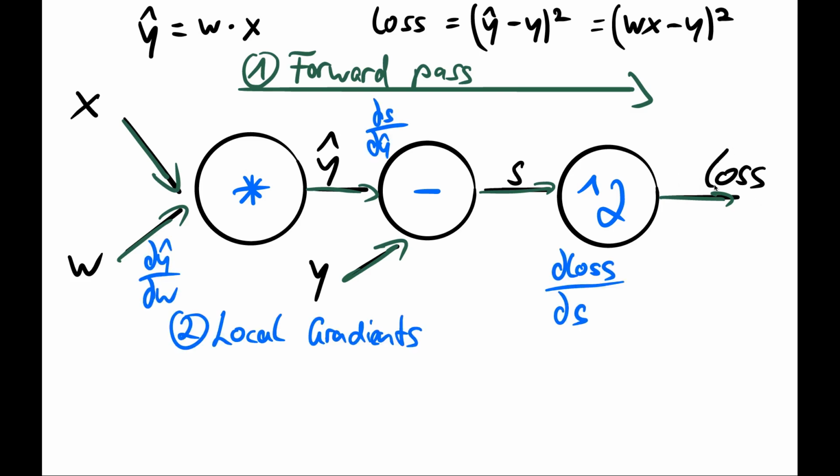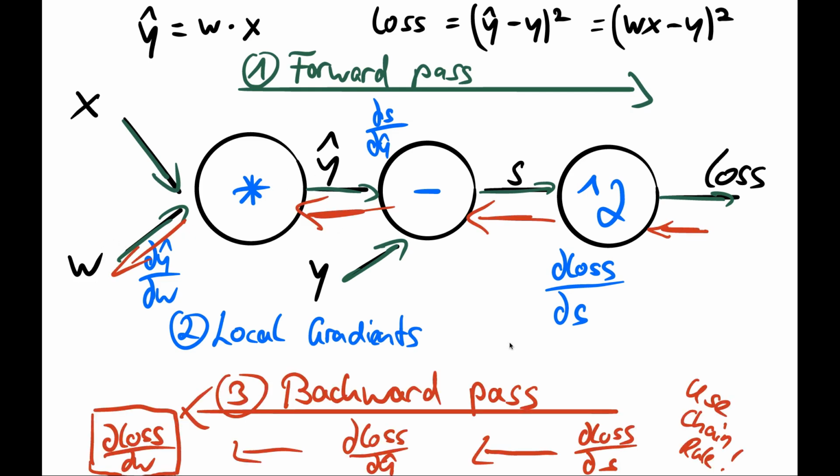Then we calculate the local gradients at each node. So here the gradient of the loss with respect to our s. Then here the gradient of the s with respect to our y hat. And here at this node the gradient of y hat with respect to our w.